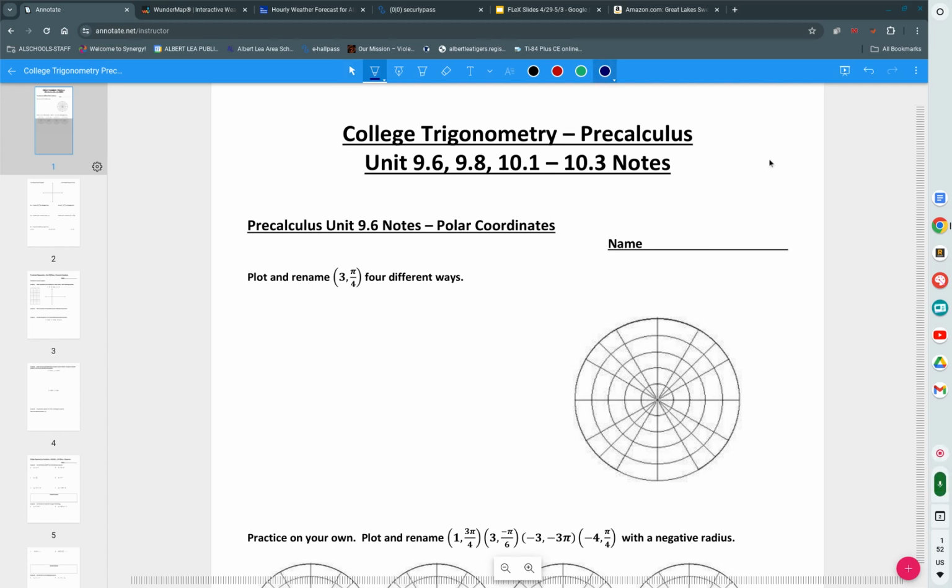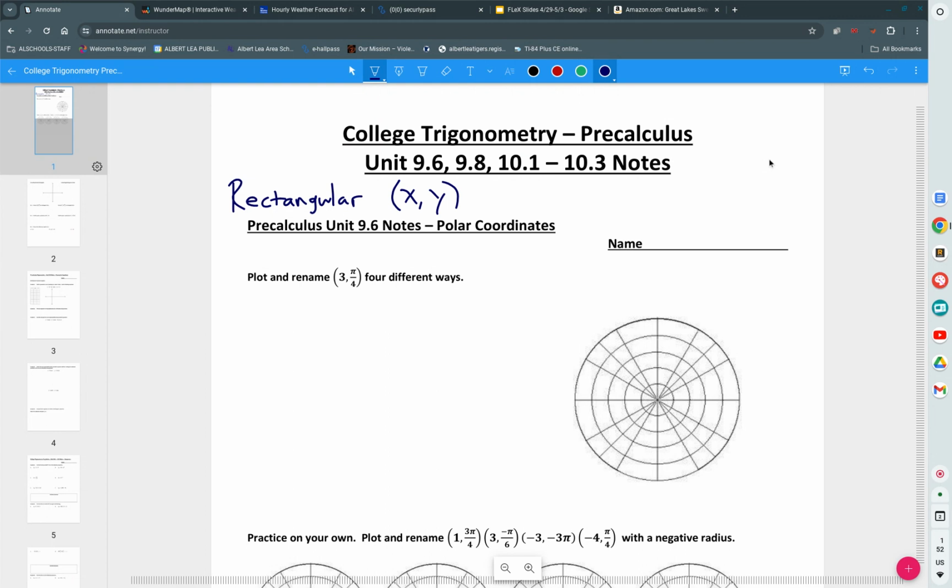Much of our modern mathematics was developed by a man by the name of Descartes, and he put together what we call the Cartesian plane, from which we get rectangular coordinates. And the rectangular coordinates that we get are of the form xy.